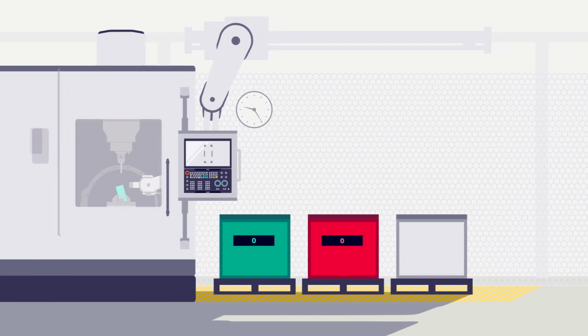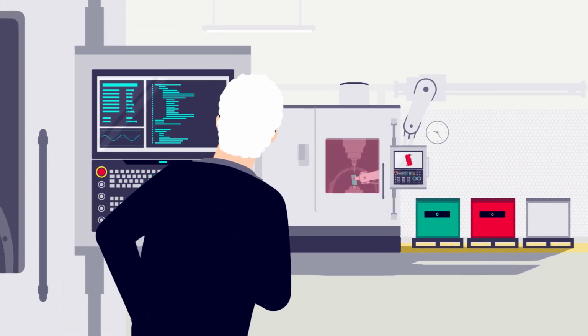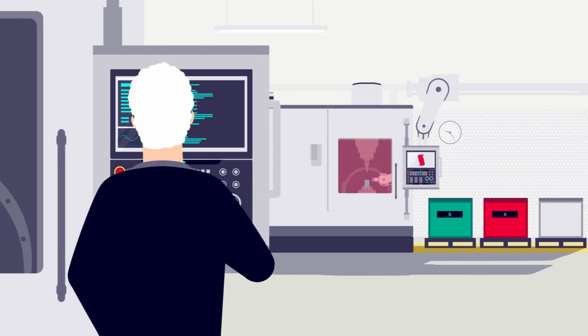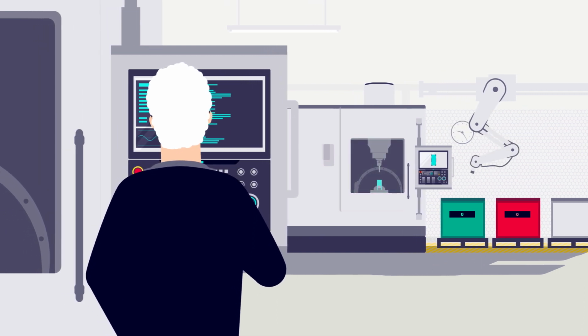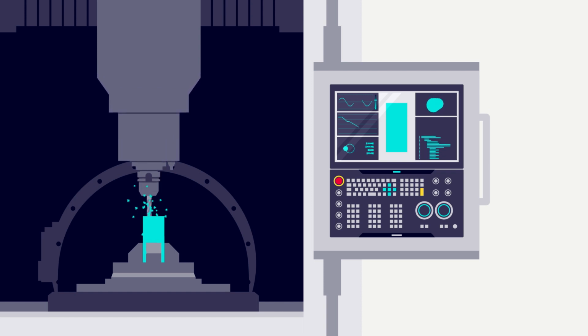An image analysis checks whether the blank is correctly clamped. Should the blank be positioned incorrectly, this is recognized and corrected automatically. If everything is okay, processing starts.